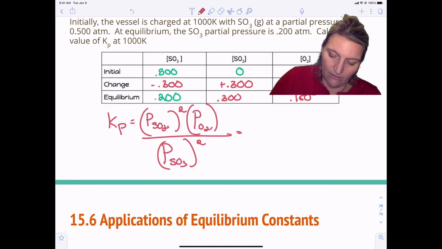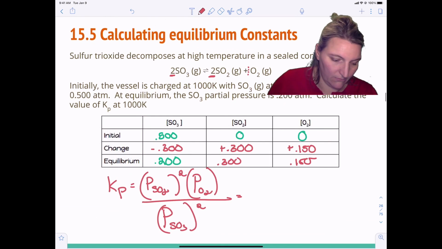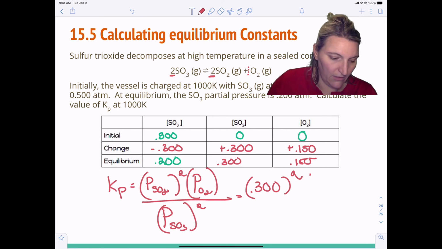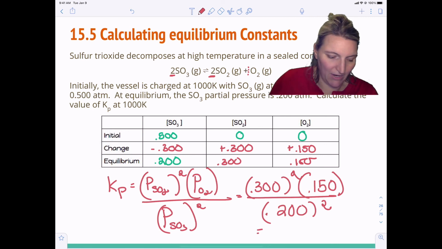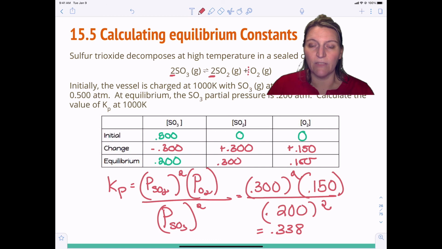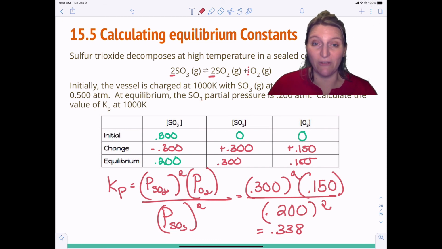We get 0.300 squared times 0.150 over 0.200 squared. And my answer is 0.338. So we'll do lots more of these. This is the first day that you're ever doing an ICE chart. It's a big day because we're going to do a lot of these come next chapter especially.